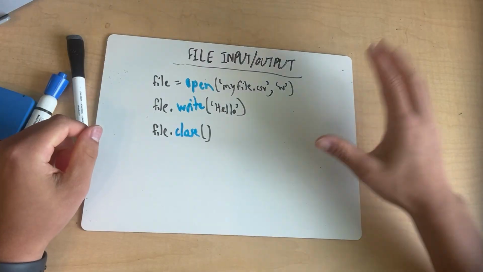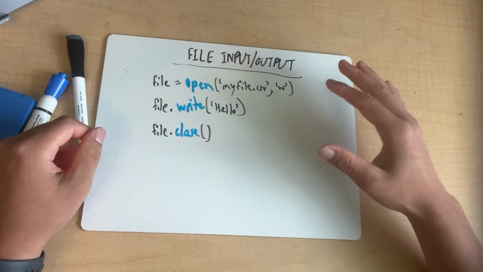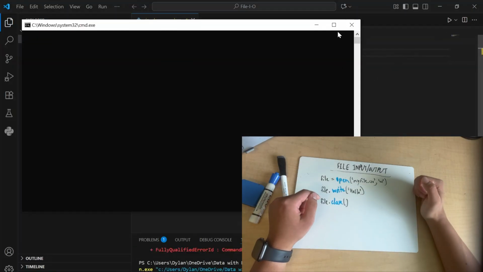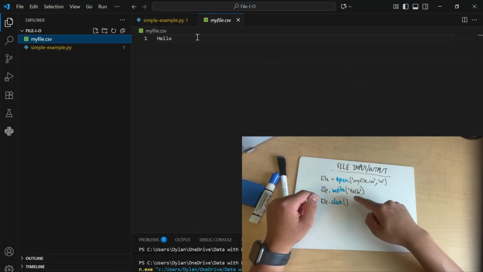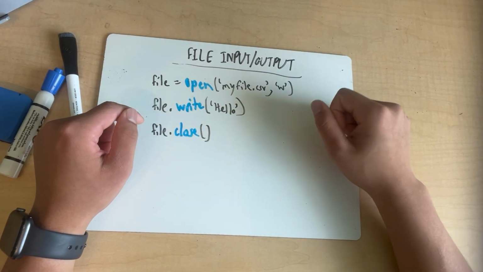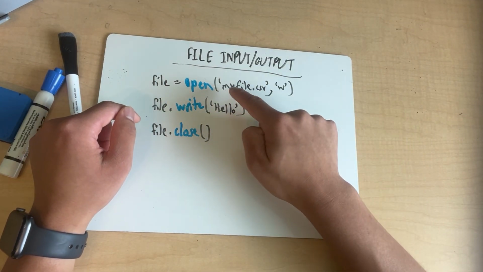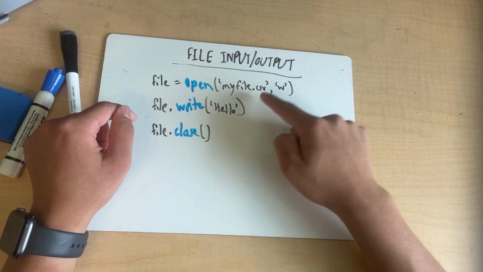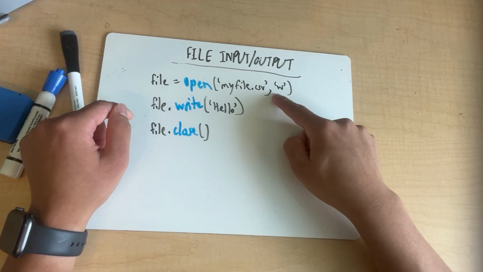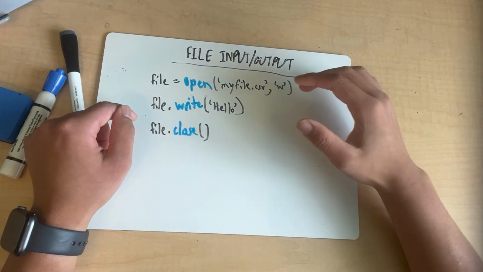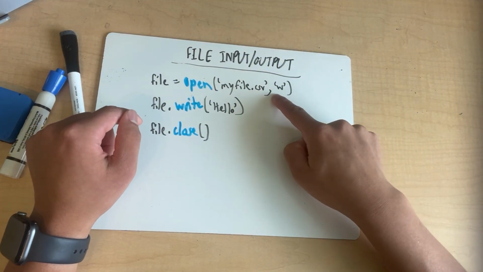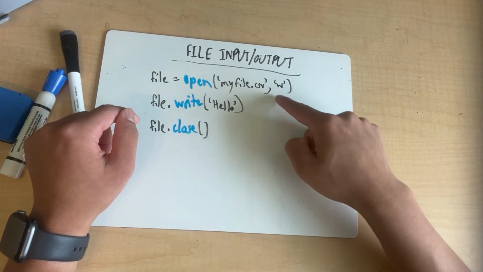Okay, so now let's see what this code does on my screen. If I run this in VS Code, I can see that a new CSV file is created and it says hello in it. The first line of code tells Python what the name of the file should be and what file we should open. And this W indicates the mode of what we're going to do in the second step, which in this case is write, because that's what the W stands for.